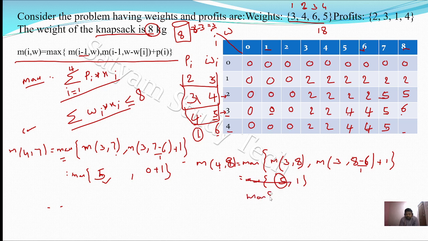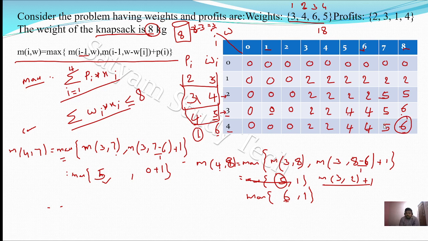Now the maximum of 3 and 8. The 3 8 value is 6, so here it is 6. Here, m of 3 comma 2 is 8 minus 6, that is 2, plus 1. You can see m of 3 2, the third row second column value, is 0, so 0 plus 1 is 1. Which is the maximum? 6 is the maximum, so you can take 6 here. Now you can get the maximum profit 6.